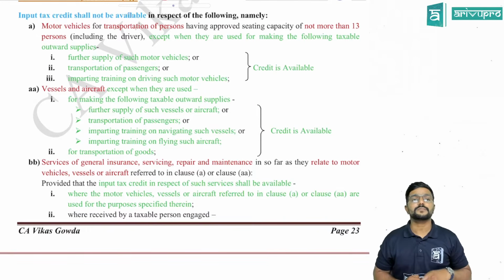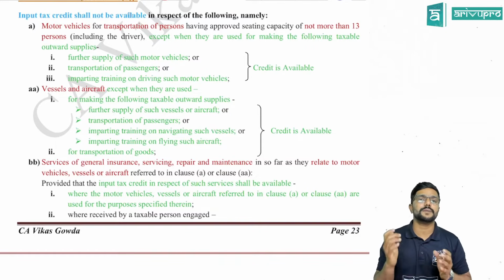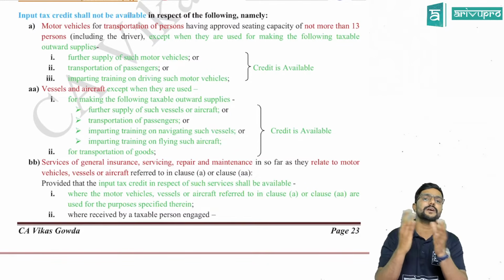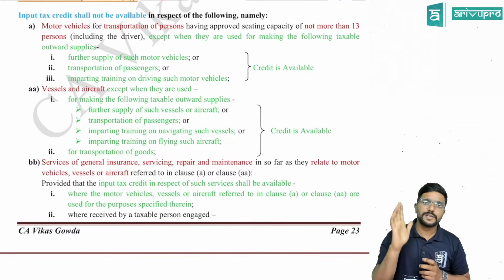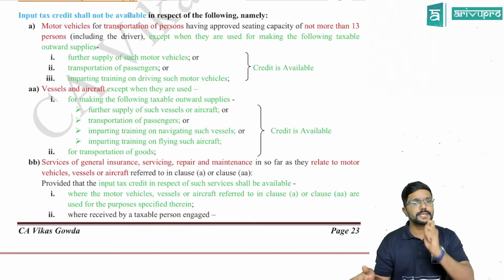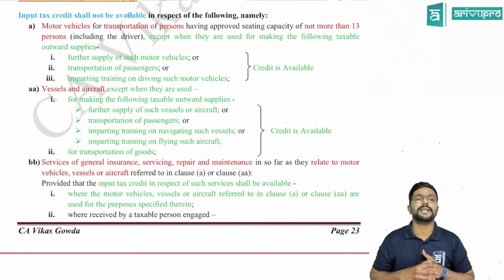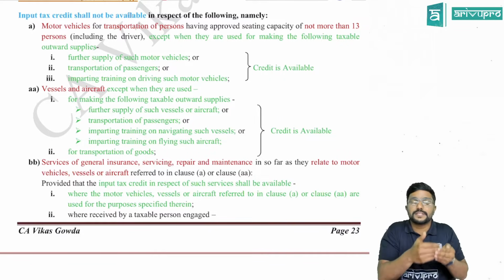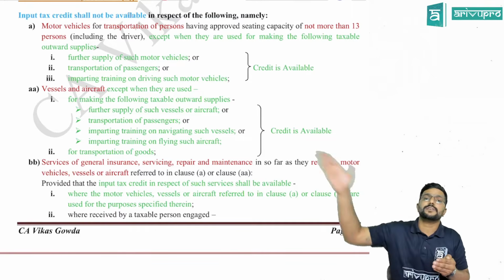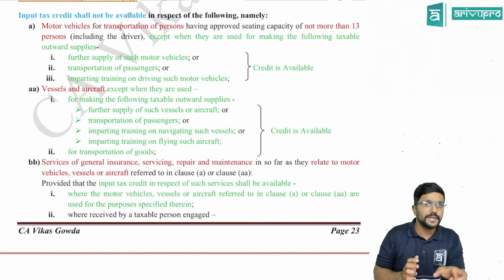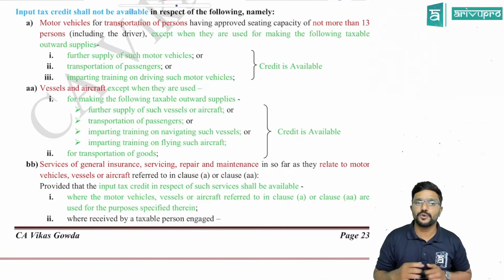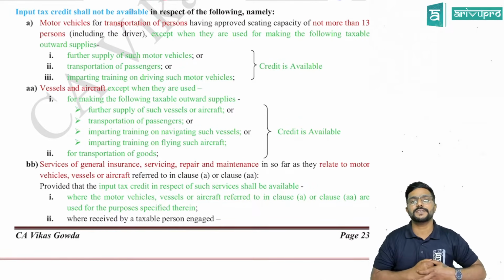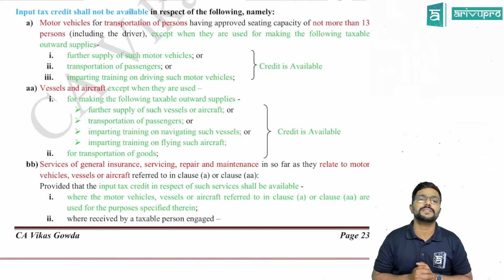First one, clause A, motor vehicle for the transportation of persons having approved seating capacity of not more than 13, that is, less than or equal to 13, including the driver. If it is used for that purpose, credit cannot be claimed, except when they are used for making the following taxable supply. That means if you are purchasing the motor vehicle for the purpose of providing taxable outward supply in any of this nature, then credit is available. What are those? Further supply of such motor vehicle, transportation of passengers, imparting training on driving such motor vehicle.